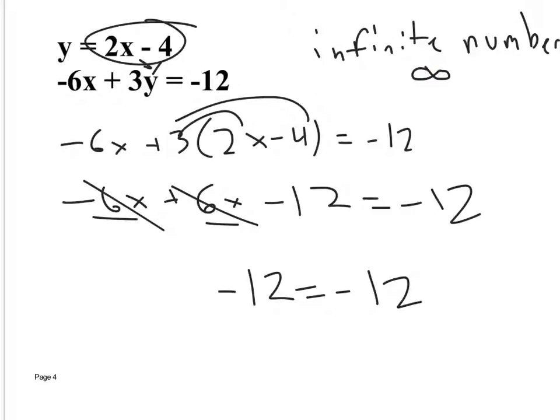Infinite. What this means is that both these lines are the same line, right? Remember the infinite number of solutions? There's not one solution because they're both the same line. If you were to graph both of these, you would get the same line. So it doesn't matter what x you pick, the y is going to be the same. They're going to have the same solution for each line.